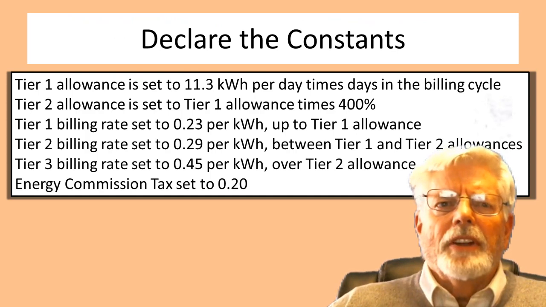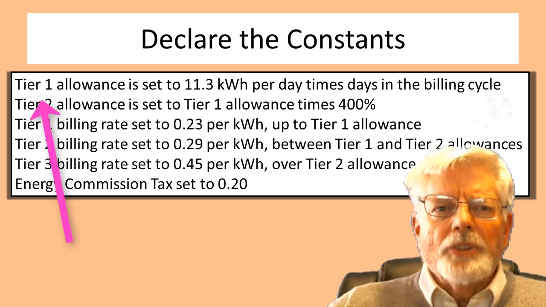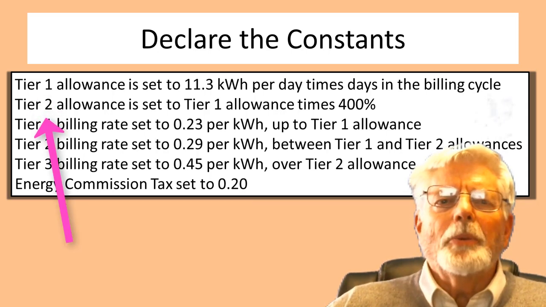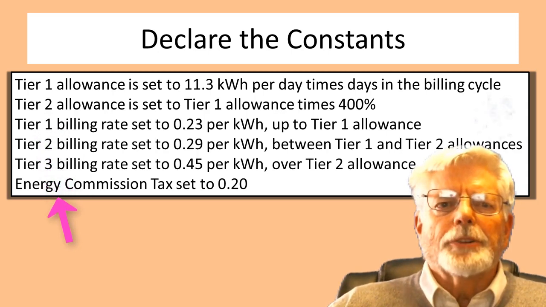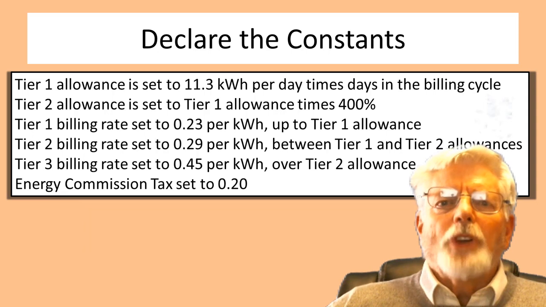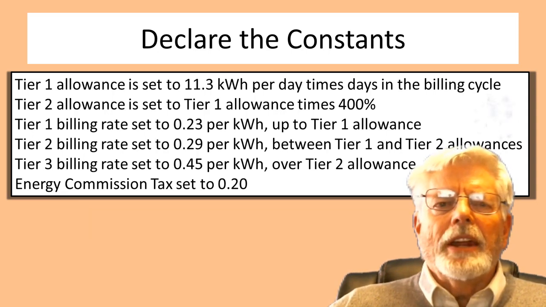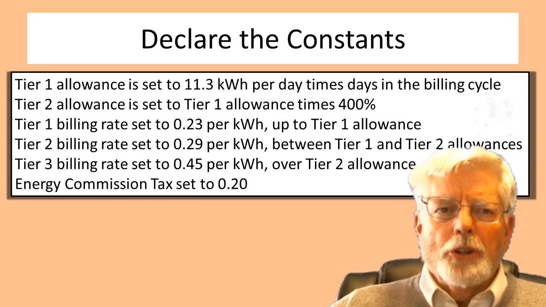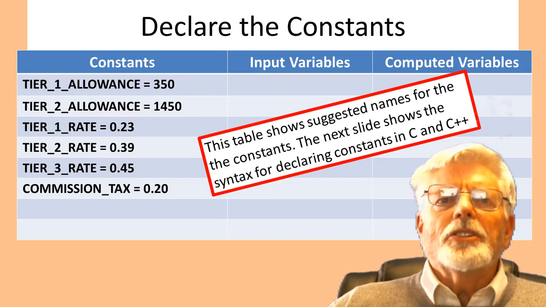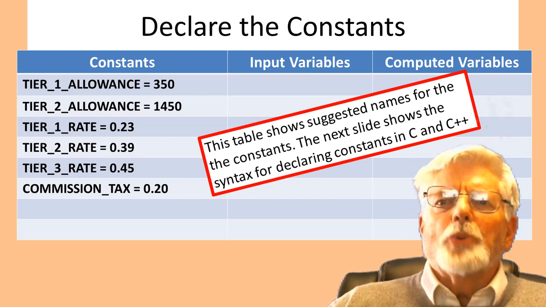Looking at the project definition, declarations of constants are needed for the Tier 1 allowance, the Tier 2 allowance, billing rates for Tier 1, Tier 2, and Tier 3, and the Energy Commission tax. The way these statements are written in English is good for people to read, but must be converted into code using the proper syntax rules depending on the language you are using. Constants are values that cannot be changed when the program is running.